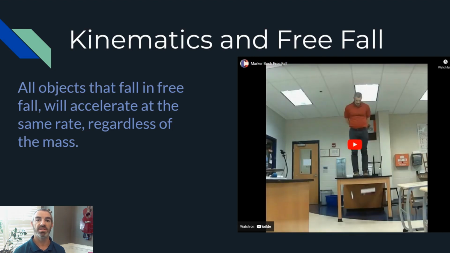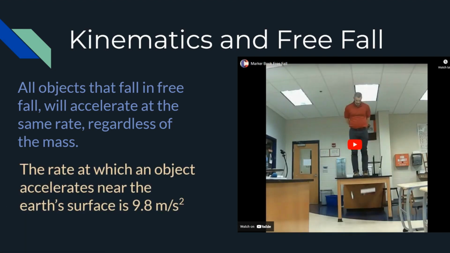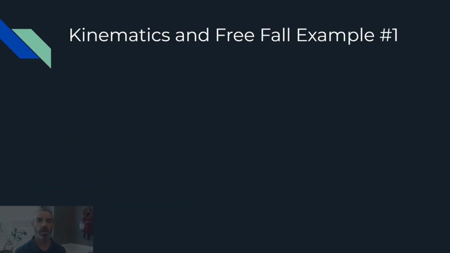Now, at the same distance and the same initial velocity, that means they're going to have the same acceleration, which is the rate of 9.8 meters per second squared. This is called the acceleration due to gravity. All objects fall to the Earth with an acceleration of 9.8 meters per second squared, regardless of their mass. This number is so important in physics that it gets its own symbol, lowercase g. Lowercase g represents the acceleration due to gravity.